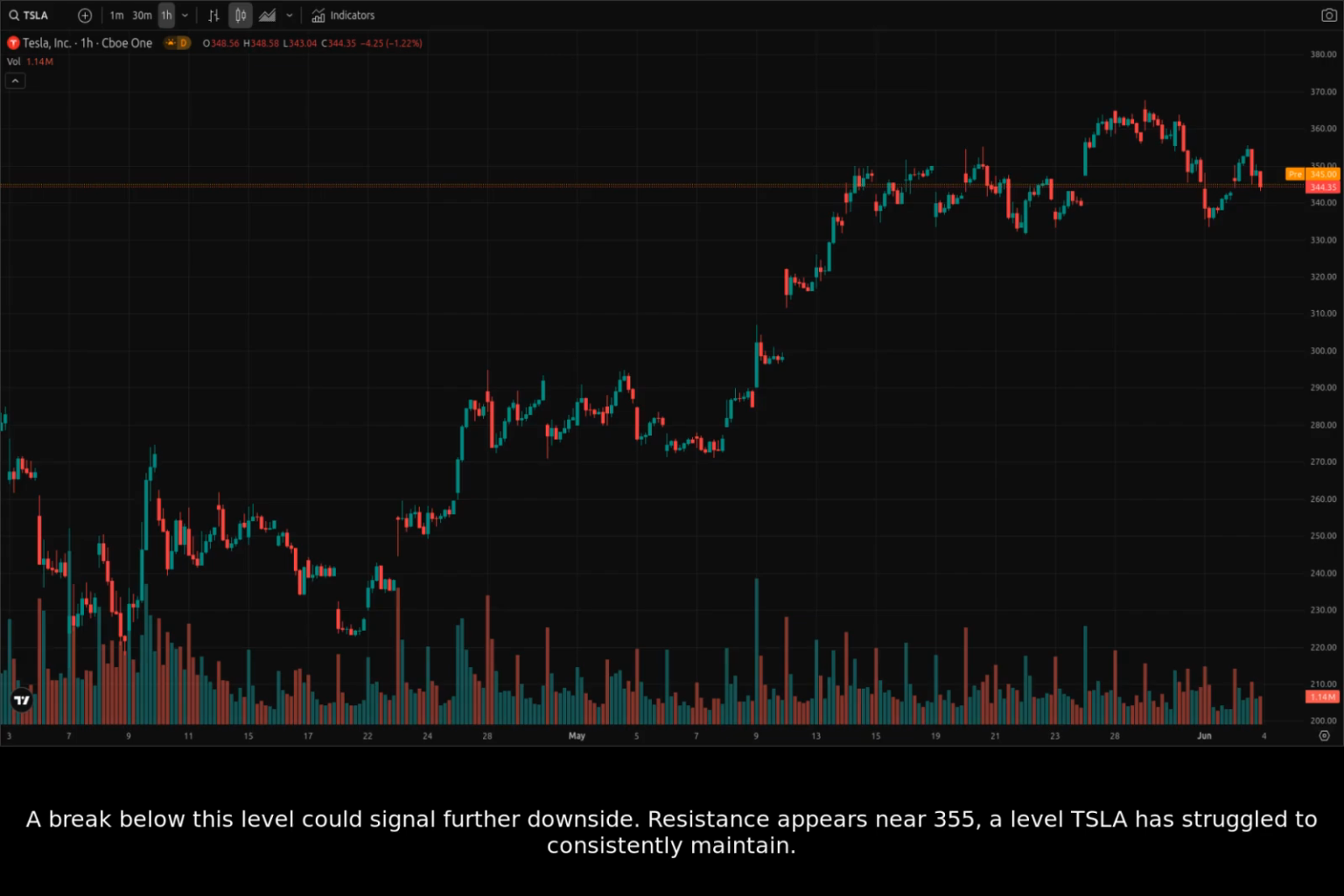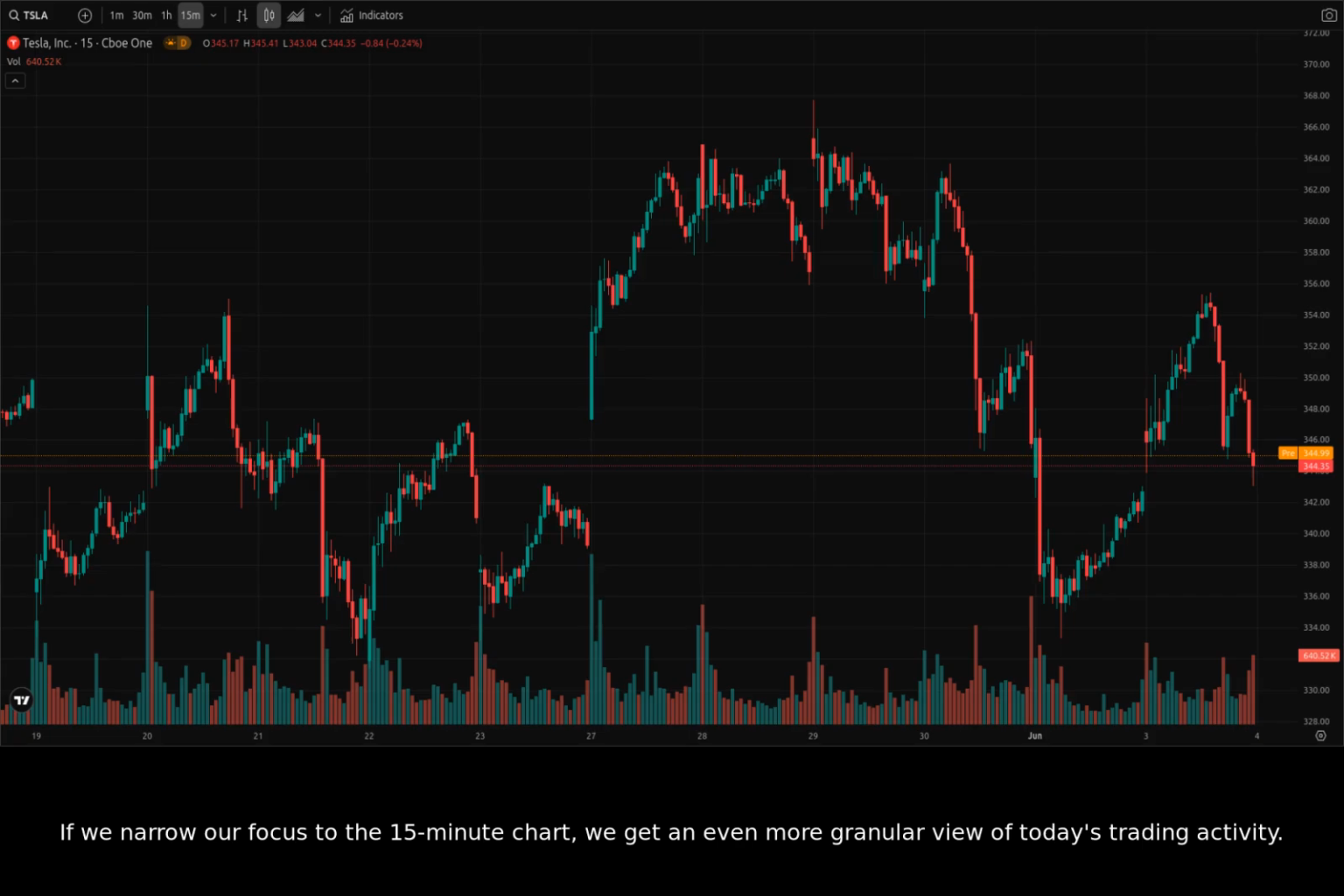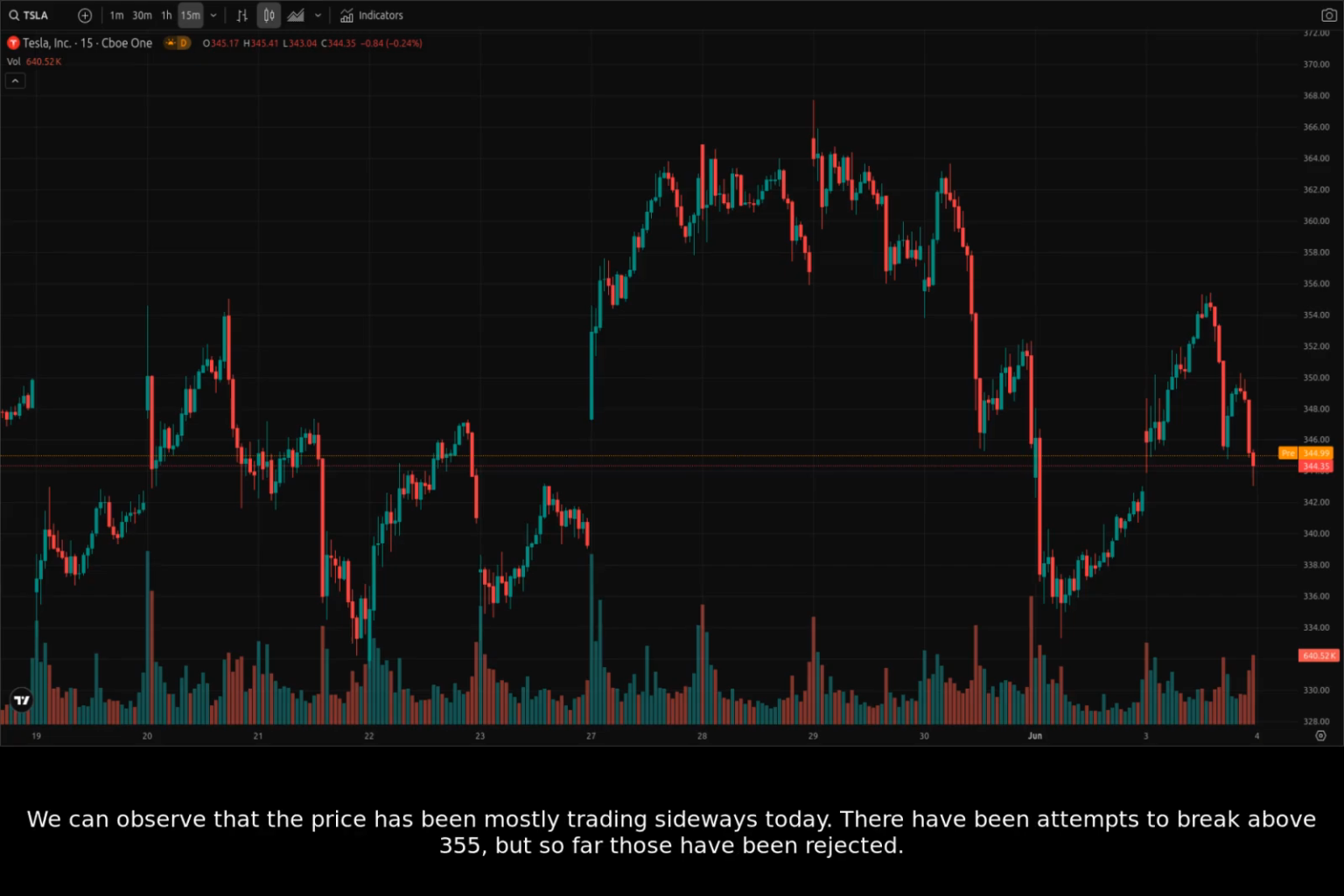Resistance appears near 355, a level Tesla has struggled to consistently maintain. If we narrow our focus to the 15-minute chart, we get an even more granular view of today's trading activity. We can observe that the price has been mostly trading sideways today. There have been attempts to break above 355, but so far those have been rejected.